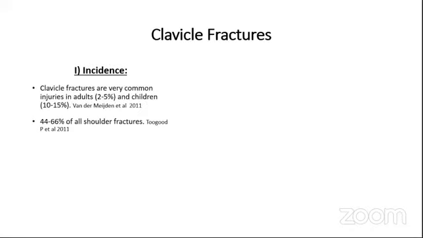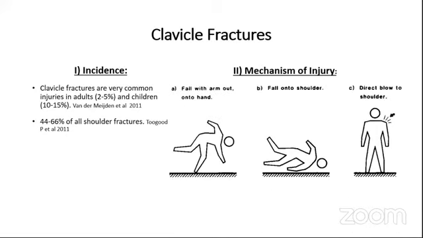The clavicle fractures are one of the most common fractures in the upper limb and mainly in the shoulder joint. The incidence itself is not to underestimate. It's about 44 to 66% of all shoulder fractures, and it's very common in adults and in children too. The mechanism of injury is like almost all upper limb fractures: either a fall on an outstretched hand, or falling on the shoulder itself, or a direct blow on the shoulder. And nowadays we see car accidents, motorcycle accidents and bike accidents with many clavicular injuries.